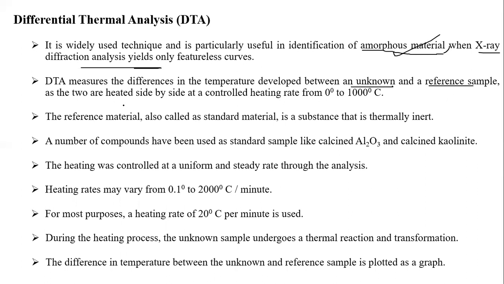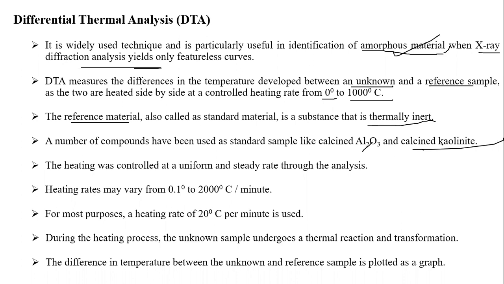We heat both the samples side by side from 0 to 1000 degrees Celsius. As I said before, the reference material is a standard material. It will be thermally inert, and we know its characteristics. A number of compounds have been used as reference material, like Al2O3, aluminum oxide, and calcined kaolinite. These are a few of the inert components that have been used.